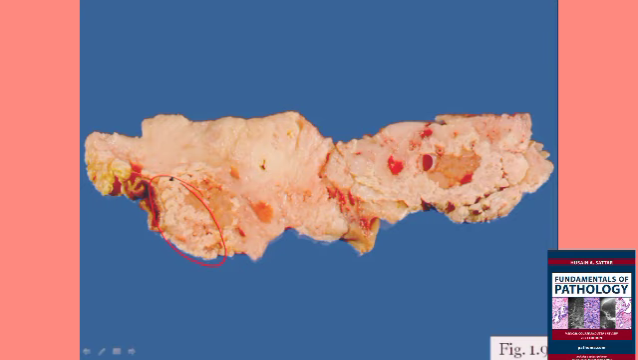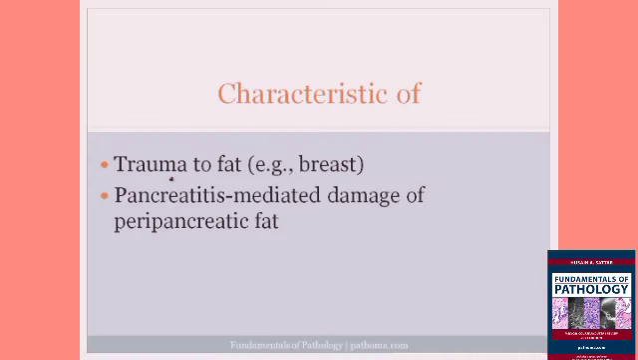Now let me take a step back and remind you, because sometimes students can get confused. In pancreatitis, where you get chewing up of the pancreas by pancreatic enzymes, you get liquefactive necrosis of the pancreas, and you get fat necrosis of the peripancreatic fat. Again, that's fat necrosis.